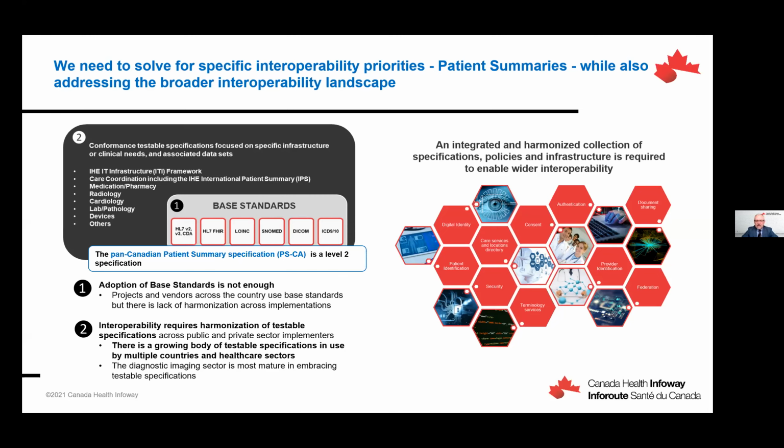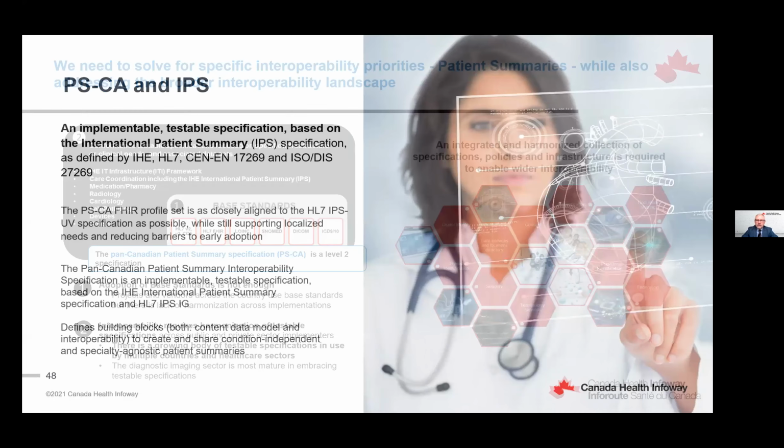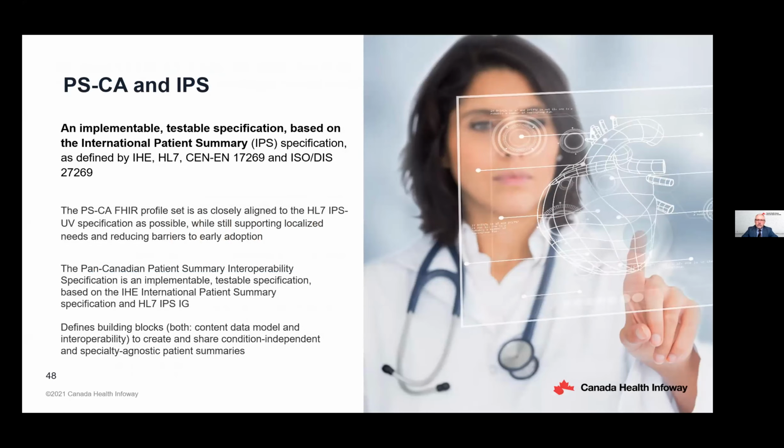So if we go to the next slide, we just wanted to reflect on the fact that it is 100% based on the IHE and HL7 work that's been done in this space, which is again focused on the two standards that were just presented here, the ISO and the CEN standard. We are trying to be as aligned as possible with the IPS standard out of the box. And we're trying to make it so that it's a 100% implementable and testable specification. But we also recognized that in order for this to be successful, it needs to be broken down into its building blocks. And then these building blocks need to be assessed against those jurisdictional realities.